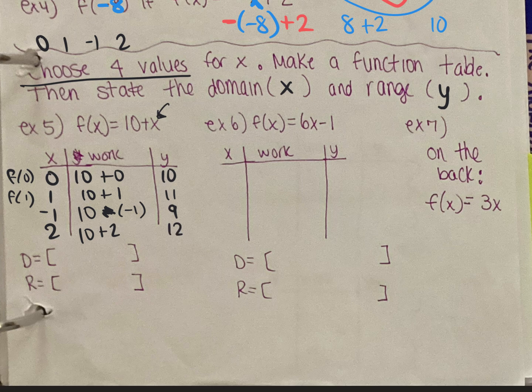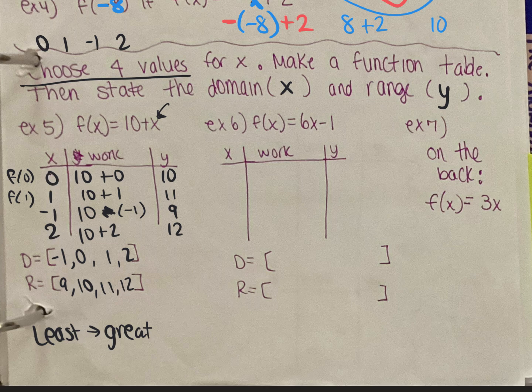Now, when I do the domain and range, I have to go from least to greatest. I can't go in any random order. So the smallest x was -1, 0, 1, 2. My smallest y was 9. Then I had a 10, 11, and a 12. That's it. Choose 4 values.